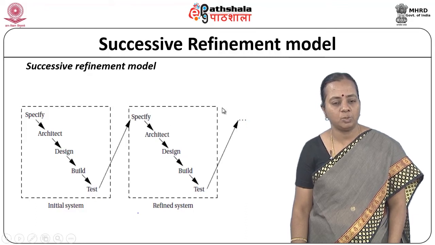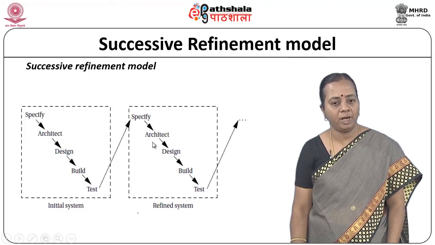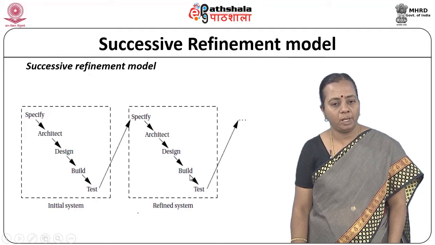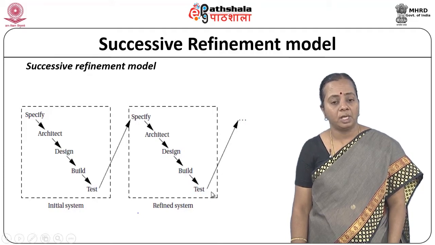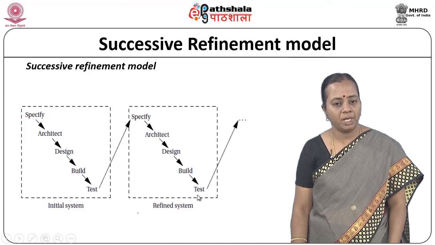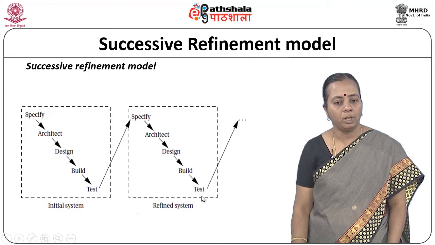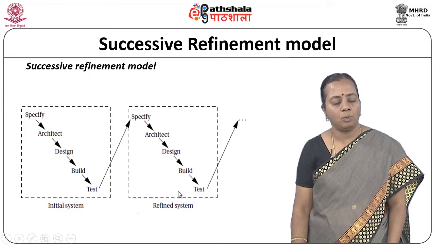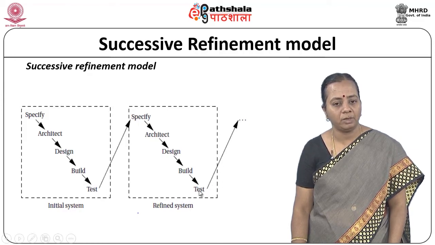The specification is modified, so the architecture is modified, the design is modified, we build a new system, and we test it. If I am satisfied with that, we stop here. If I think that it can still be improved, then we find out what specification we want to improve in the system.